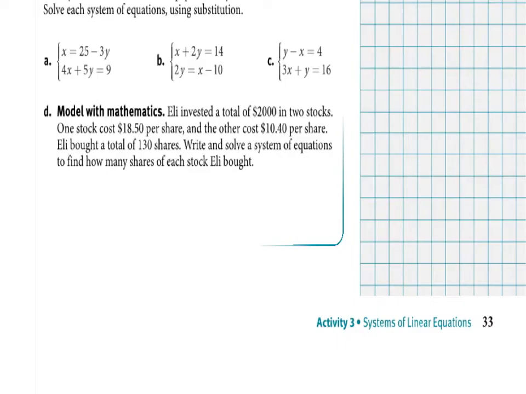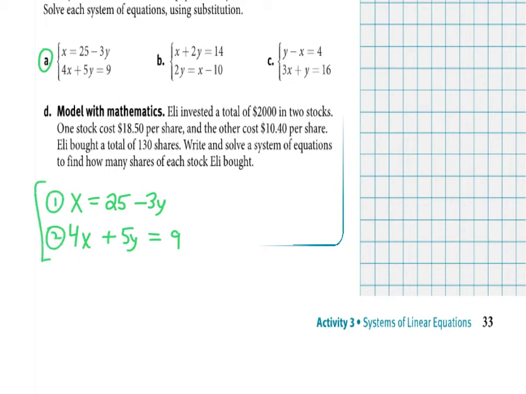Okay, so I'm jumping into the text here. There's a few examples. This is page 33. Let's just walk through a couple problems. Let's start up here. So we have x equals 25 minus 3y. And then also 4x plus 5y equals 9. I'm just going to number the equations, equation 1 and equation 2, but you can remember they form a single problem, a single system.